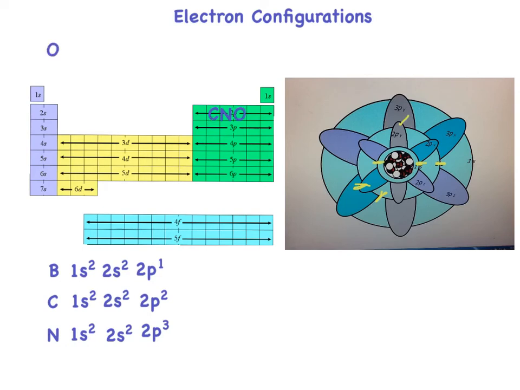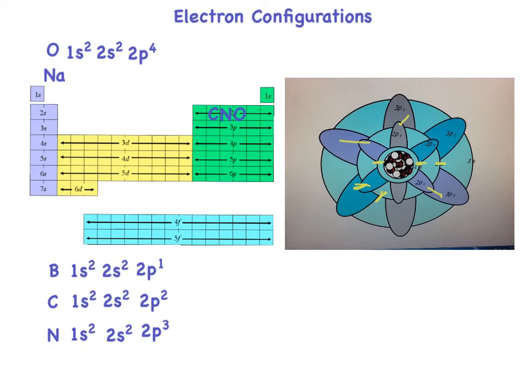And oxygen's electron configuration for its 8 electrons would be 1s2, 2s2, 2p4. 2 electrons in the 1s orbital, 2 electrons in the 2s orbital, and we would need 4 electrons in those p orbitals. So let's say we had 1, 2, let's put 3, and 4.